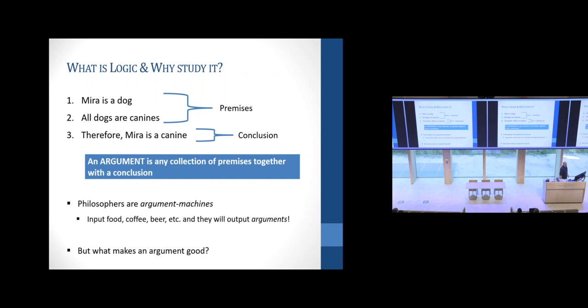So, an argument's any collection of premises together with a conclusion. Philosophers, actually people in general, are argumentation machines. You input food, coffee, in my case far too much beer, and we will output arguments. Again, sometimes in that first sense, too. But of course, not all arguments are created equal. Some are good, and some are bad. So how do we sort the good from the bad? How do we tell when an argument's good or when an argument's bad?